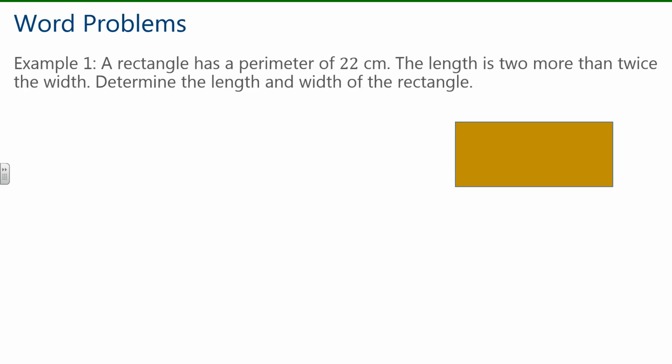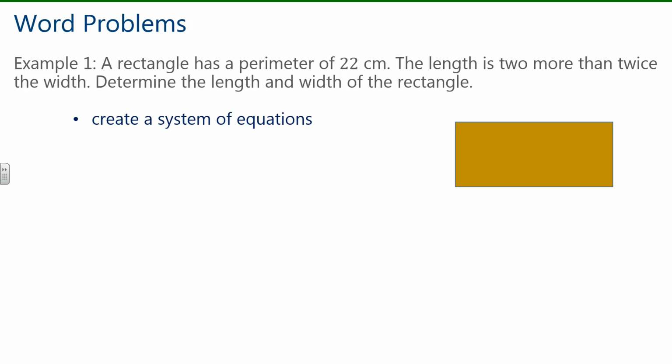Now in this first example, we're told that a rectangle has a perimeter of 22 centimeters, and the length is 2 more than twice the width. We have to determine the length and width of the rectangle. So to start, let's create a system of equations.